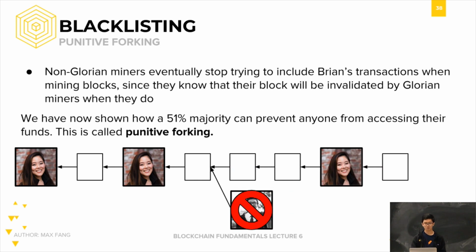And so what this eventually leads to is that the honest minority knows that their blocks, or the blocks containing my transaction, will never be included anymore. They can just stop mining my transactions altogether, and eventually the entire network is completely censoring me. So this is called punitive forking. Any questions?